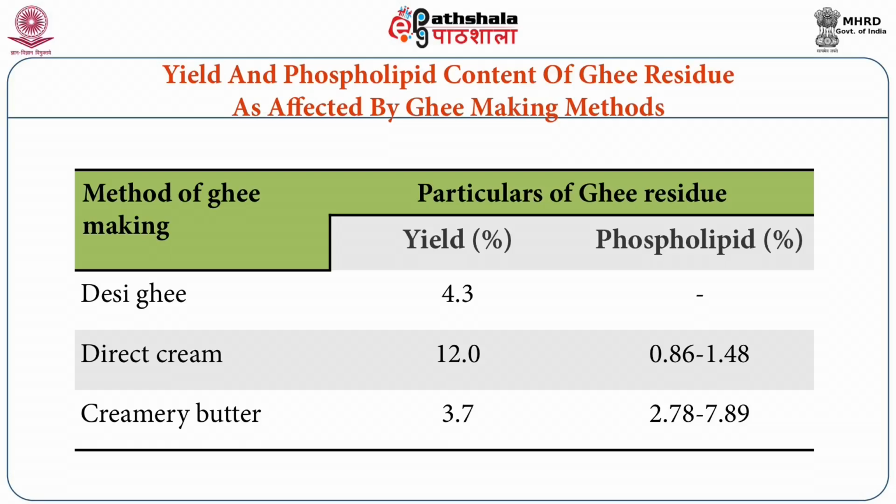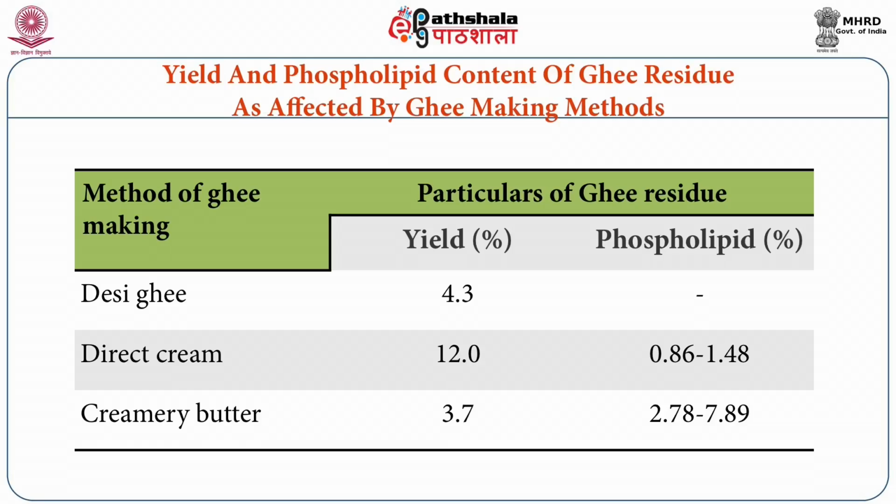For creamery butter, we know we take white butter with around 80 to 82% fat. The yield is 3.7. Whereas in desi ghee, since the moisture content is more in such ghee, the yield is higher, that is 4.3%. The next category we are going to discuss for ghee is the phospholipid content.